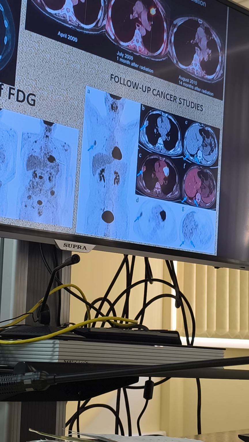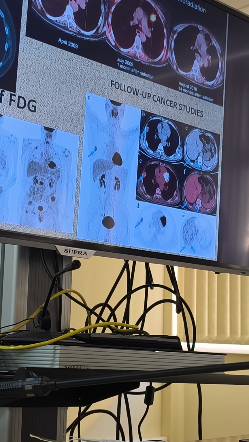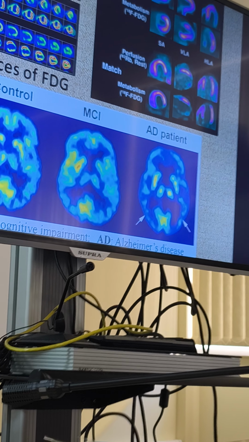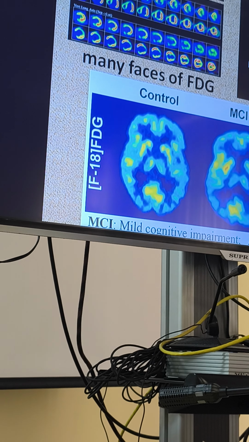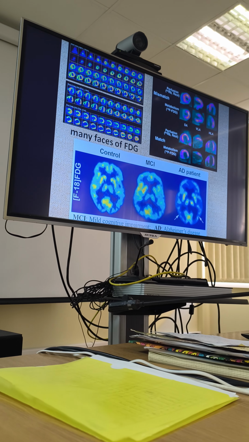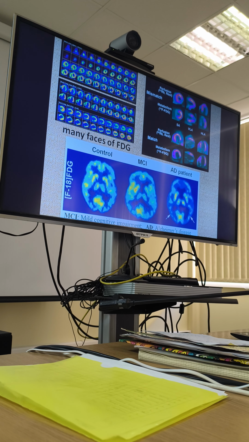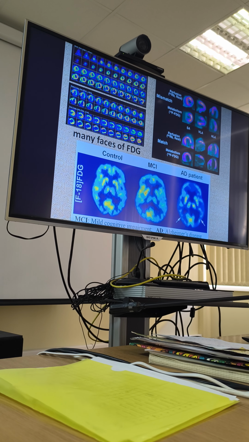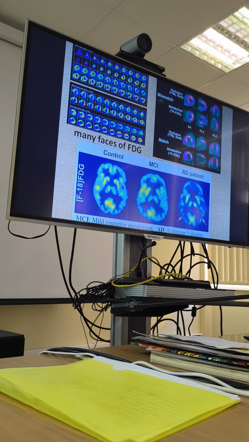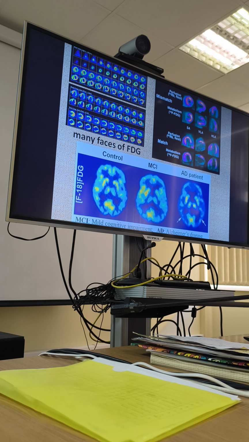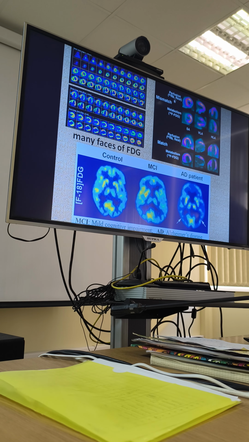So this is the most important, the most widespread, the most used. But you see, using FDG, we can assess the amount of working brain, because brain likes sugar. And so this is the brain of a healthy person. This is the brain of an old person with mild cognitive impairment, mild cognitive decline.